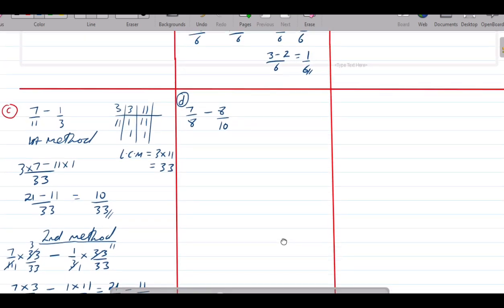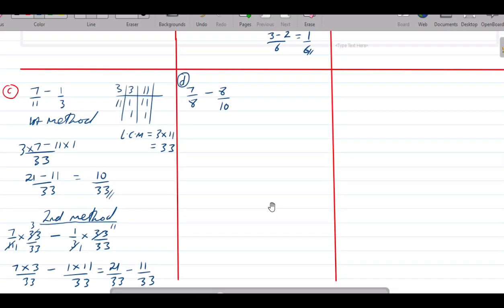Let's proceed to the fourth question. The fourth question says we should subtract 8 over 10 from 7 over 8. So we find the LCM again.